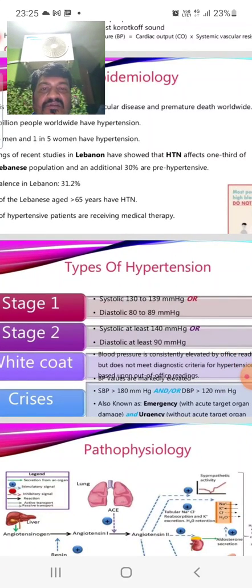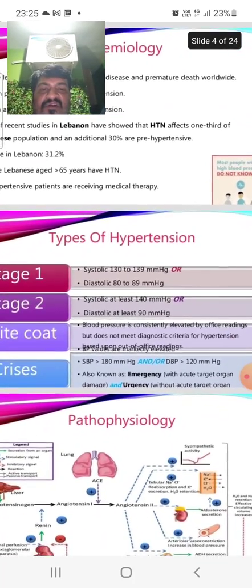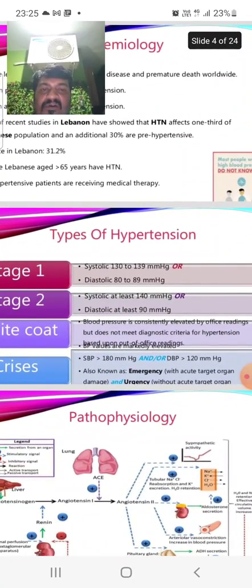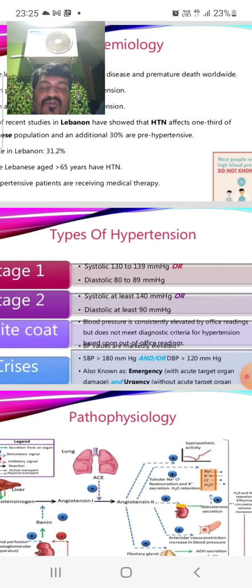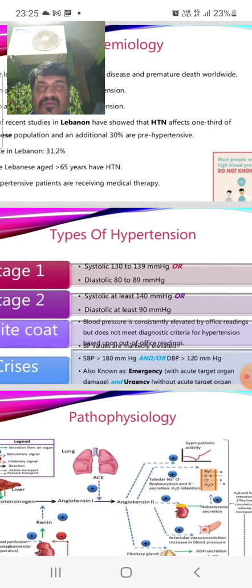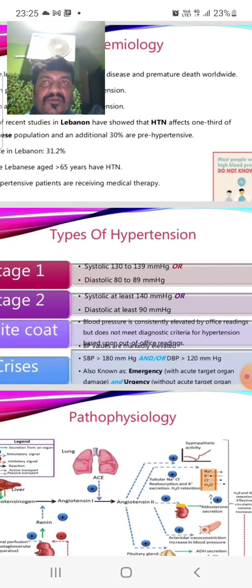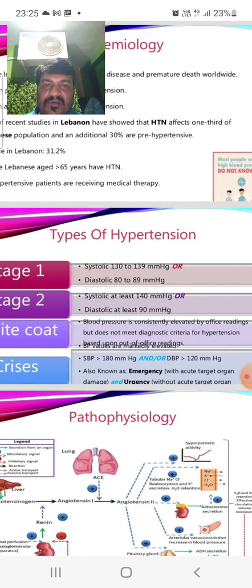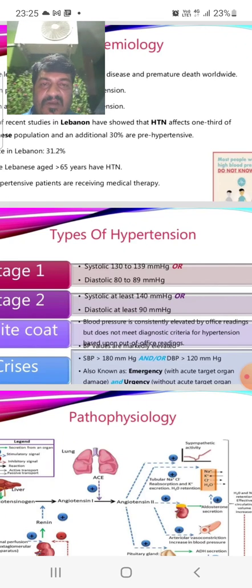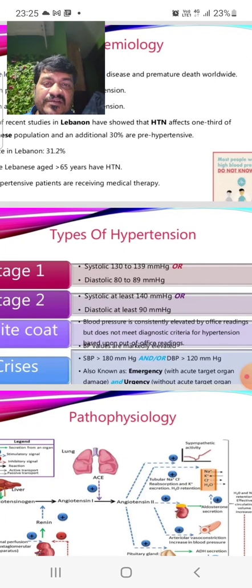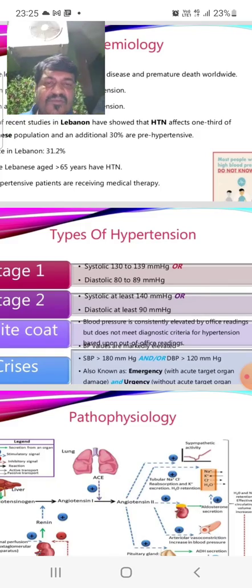And what is crisis? When the systolic blood pressure is more than 180 mmHg and or diastolic blood pressure is about 120 mmHg. It is also known as emergency, with acute target organ damage, and urgency, without acute target organ damage. So, what is target organ damage? In which you are getting some disturbance in ECG findings, in heart chambers, in eyes and in kidneys. So we will talk about it later.